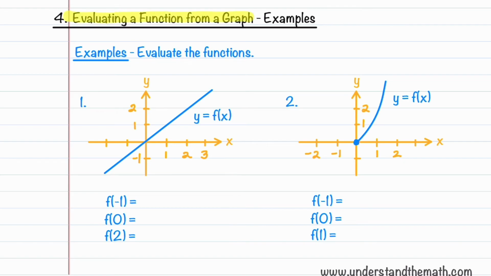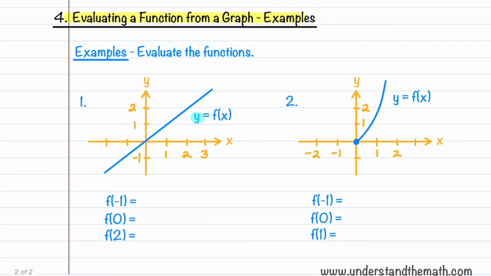Finally, let's evaluate a function from a graph. Given a graph of f of x, we have two examples here of that. We find an input x, trace it vertically up or down to the function, and then just read off the corresponding y value. Let's start with f of negative 1.